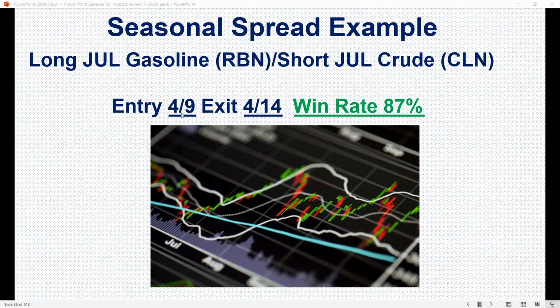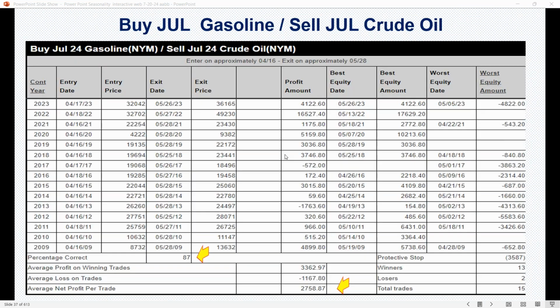So based on the spread entry, the model that I used, based on momentum and cycles, would have been in on the 9th of April and then out the 14th. Okay, the seasonality data is at 87% winning reliability, 13 out of 15 years. But that's why I was saying earlier, I want to use my cycle model to time it, right? So here's the inside statistics.